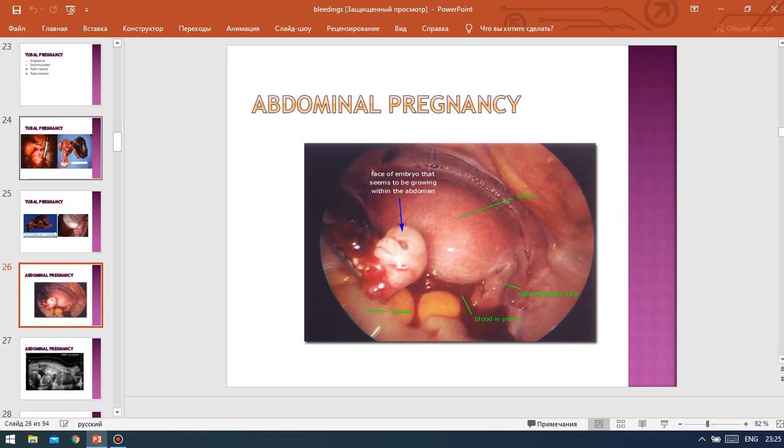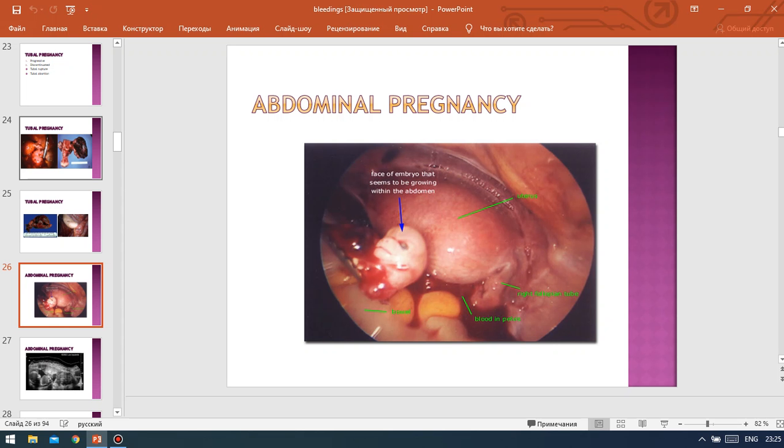Abdominal pregnancy, it's so rare. We have this complication, but in this situation we have the embryo that seems to be growing within the abdomen. Abdominal pregnancy is sometimes primary, but mostly it's secondary. It's like an abortion from the tube, but the placenta is situated near the liver, intestine, and it is a very dangerous situation.